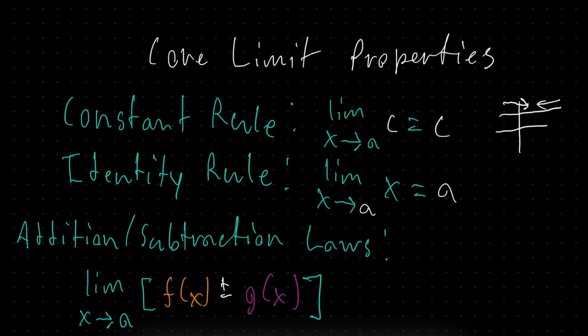Identity rule: the limit as x approaches a of x is going to equal a. I mean, that also should make sense, right? If you're approaching a with x, it should also equal a. There are no other conditions, no holes in the function that there could possibly be. So yeah, that makes sense.